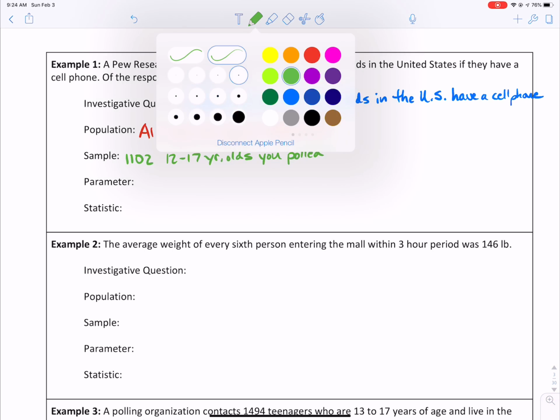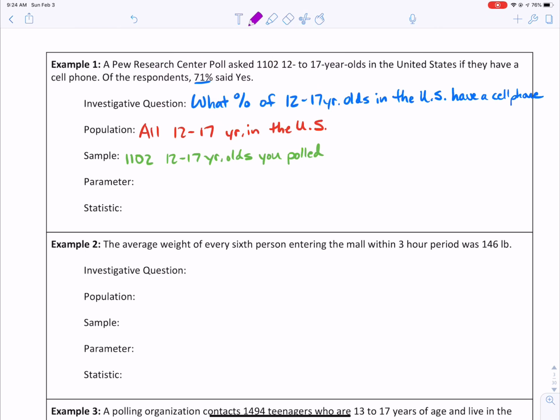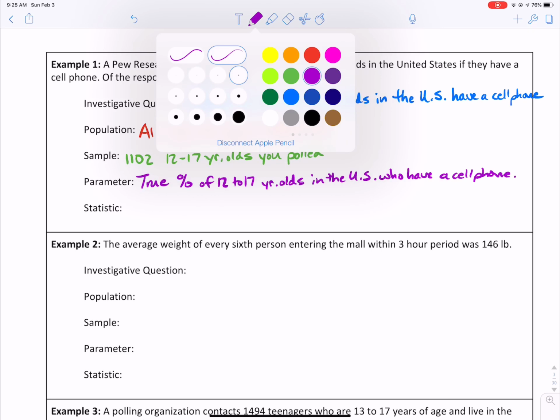And then the parameter is that intangible thing that we can't really find, but it would be if we could have asked every single 12 to 17-year-old in the US if they have a cell phone. We would have found what we call the true percent of 12 to 17-year-olds in the US who have a cell phone. So it'd be the exact number, if that were possible, which it is not.